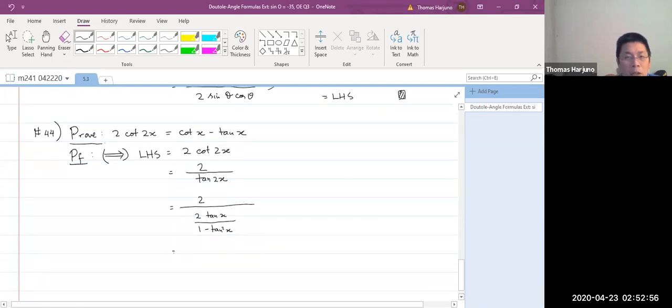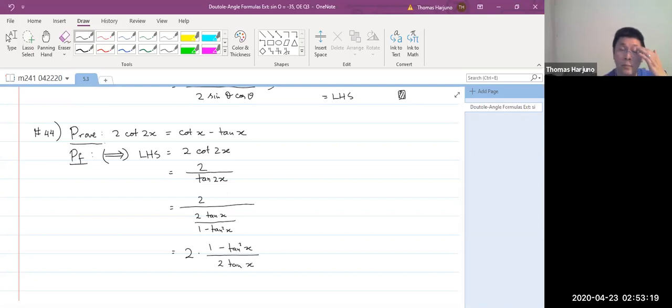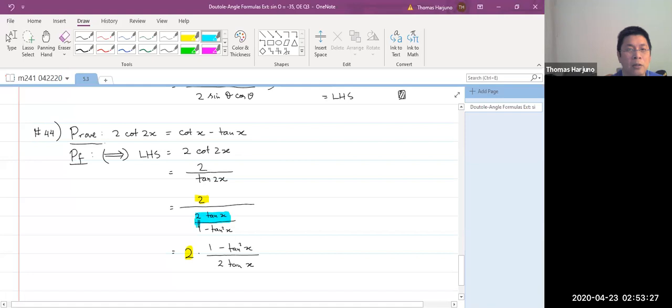Then furthermore, this is equal to, let me multiply by the reciprocal. So this will be 2 times the reciprocal, 1 minus tangent squared x over 2 tangent x. Okay, so I hope you can see this is my numerator divided by the denominator, multiplied by the reciprocal. Right? Multiplied by the reciprocal. Okay.